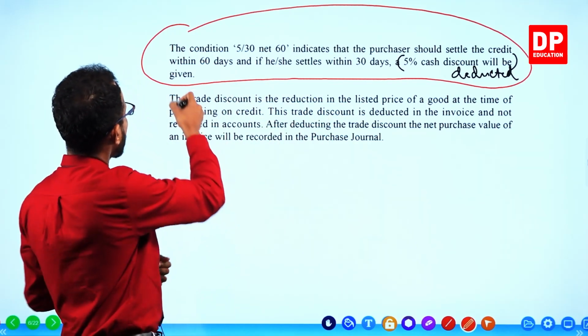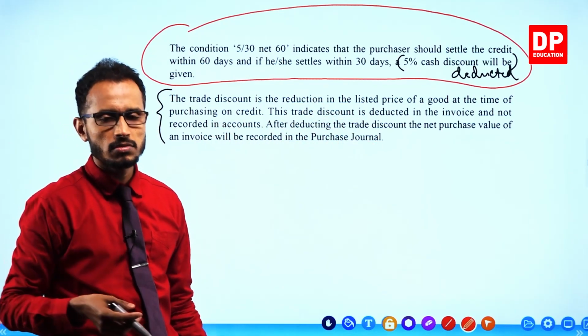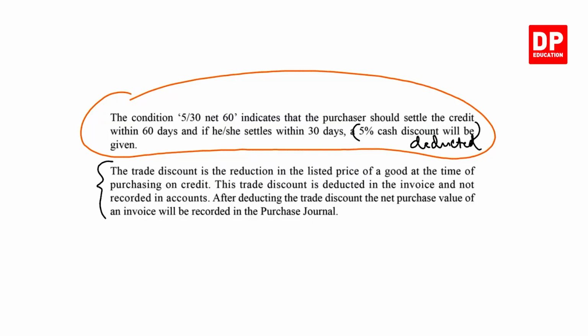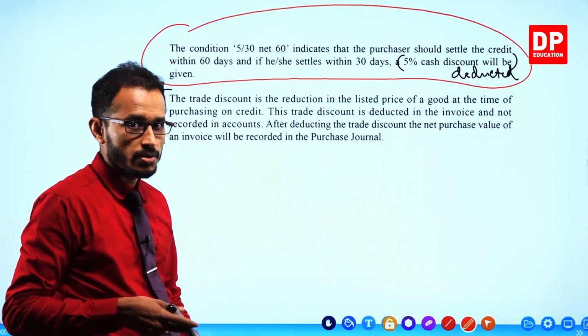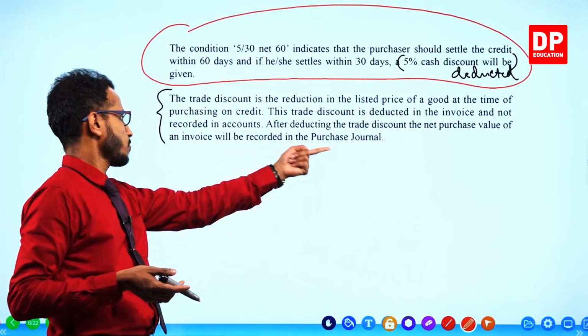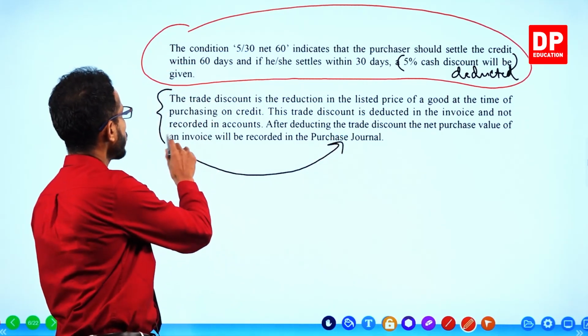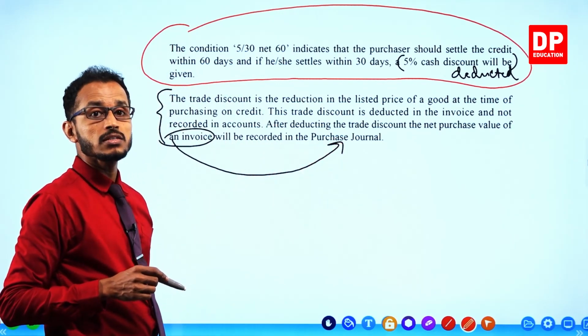And here is a little bit more about trade discounts and cash discounts. You should go through these things. They are important, they will refresh your memory. Trade discount is the reduction in the listed price at the time of purchase. This trade discount is deducted in the invoice and not recorded in accounts. They are deducted and the net value is recorded. After deducting the trade discount, the net purchase value should be recorded in the purchases journal.